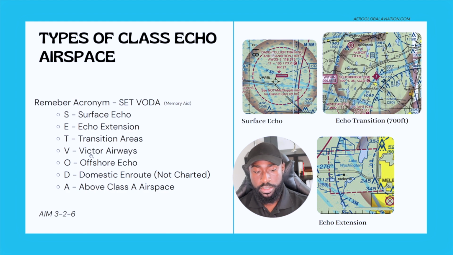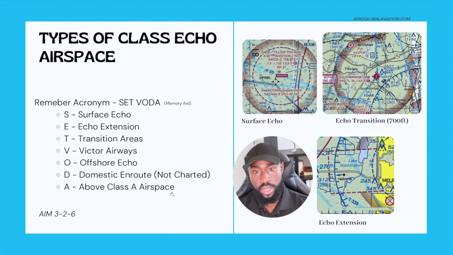And then you have the echo transition areas. The echo transition areas are like the shaded magenta areas, and those are the ones that typically start from 700 feet. And below that is Class Golf airspace. We'll be talking about Class Golf shortly. And then you also have Victor Airways. Victor Airways is also a type of Class Echo airspace we'll be taking a look at shortly. You have offshore echo. You have the domestic en route. Those are usually not charted. Then you have above Class Alpha airspace.